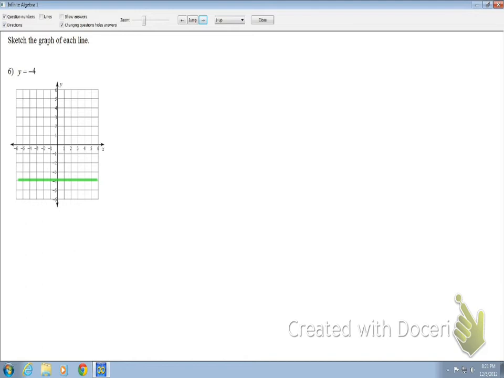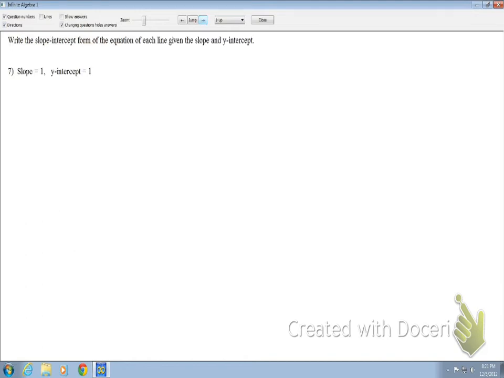Now as we move on with this worksheet, the next thing we're going to do is we're going to come up with the equation of a line in slope-intercept form, given some information. So all we need to do here is plug values in.